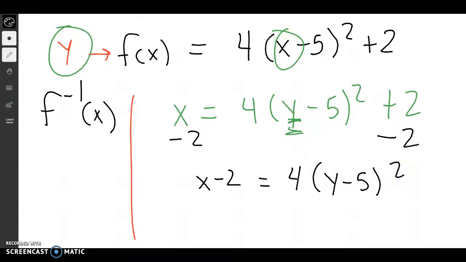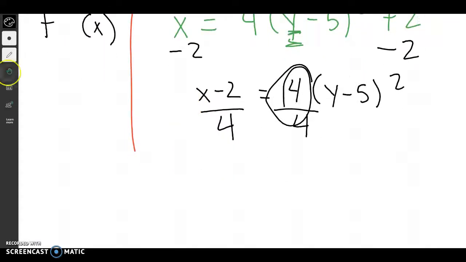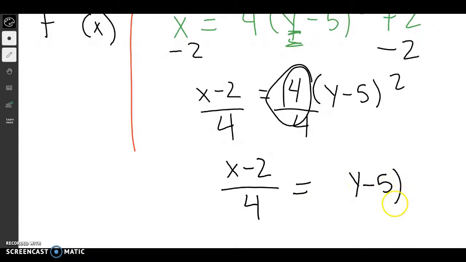Because this thing is squared, you can't distribute this 4 right here. So instead of distributing that 4, I'm going to divide both sides by 4. So I'm going to have x minus 2 over 4 is equal to y minus 5 squared. And this is my last step.